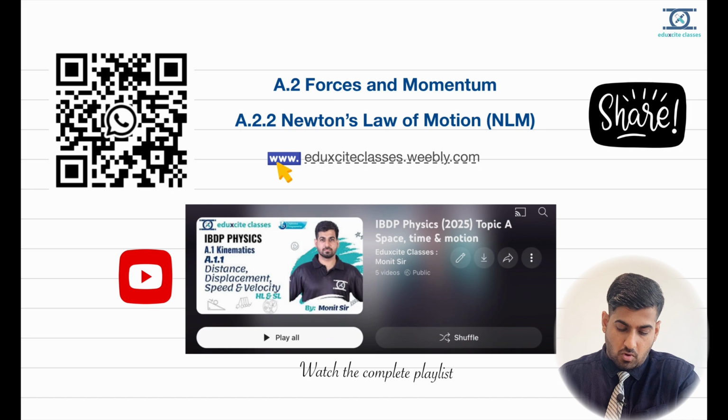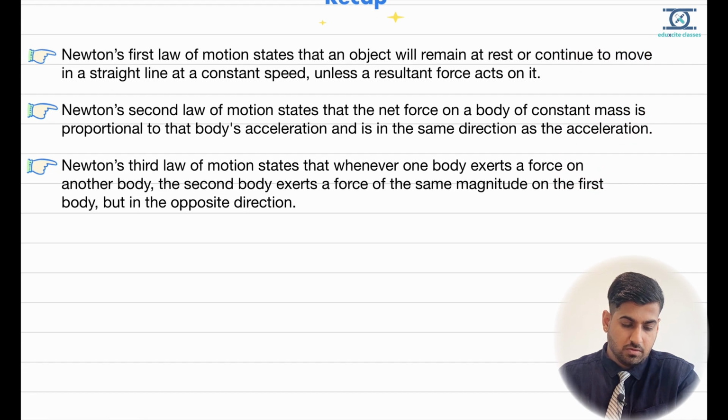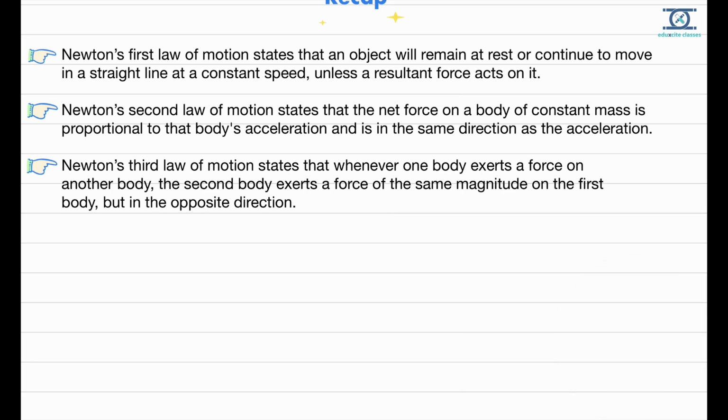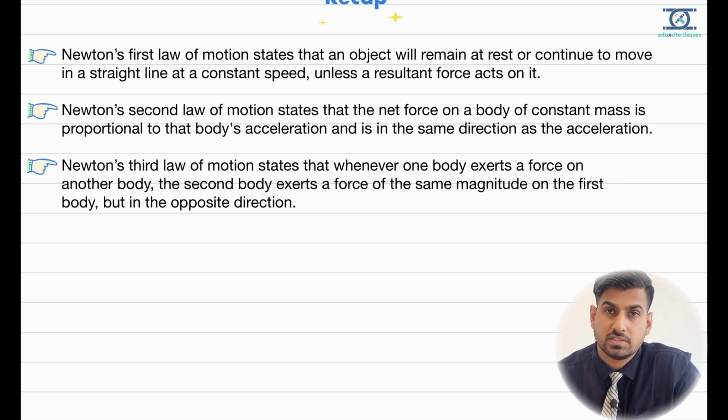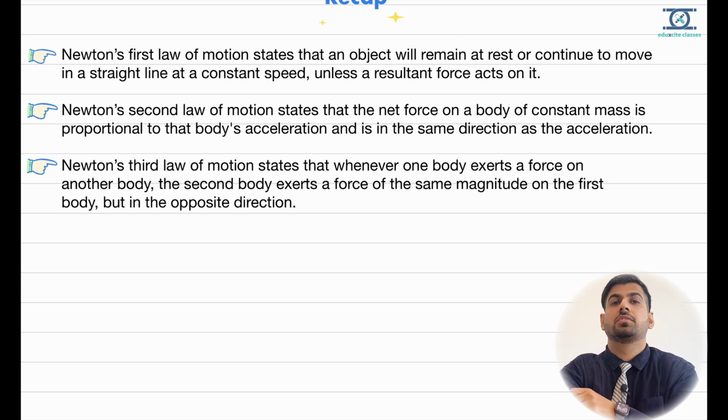Okay, so a small recap of what Newton's laws of motion are. You just pause the video and have a quick read. Sometimes they may ask you to state Newton's laws of motion, so make sure that you use these laws for writing down your answers.